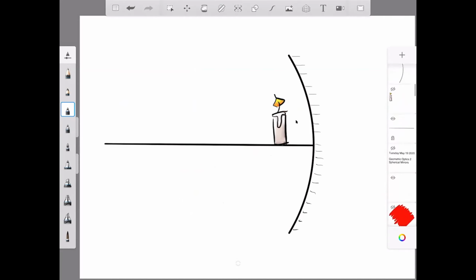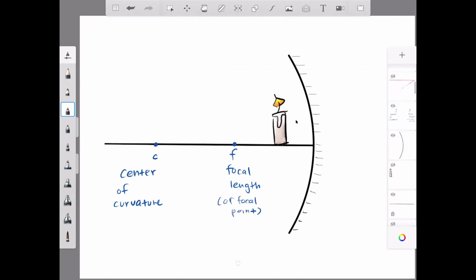Let's bring that image a little bit closer. I'm going to bring back up my center of curvature and my focal length. What ends up happening now? Let's see. Again, I'm going to draw two lines. The first one is going to be through the center of curvature like this.